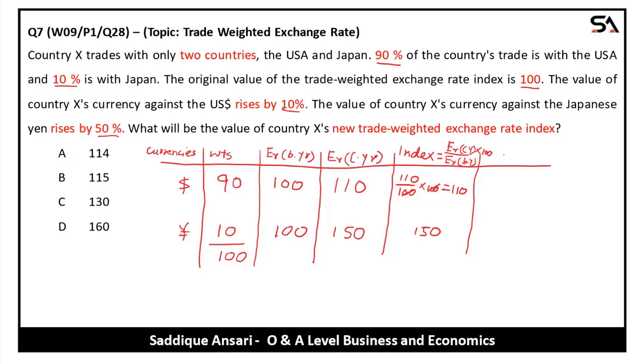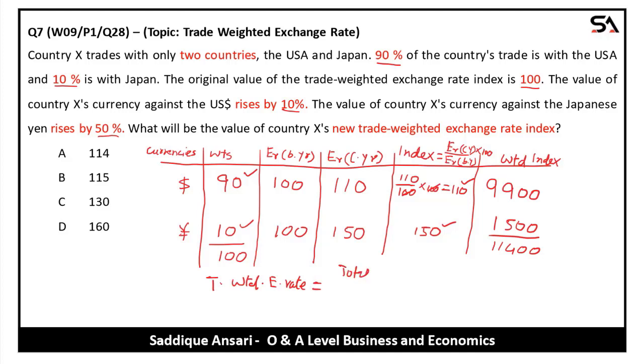Now we will calculate weighted index. Weighted index is calculated by multiplying weight with index. So 90 multiplied by 110, it will be 9900. And for yen, 10 multiplied by 150, it will be 1500. Now the sum of weighted indices will be 11400.